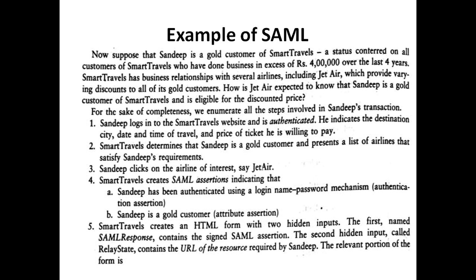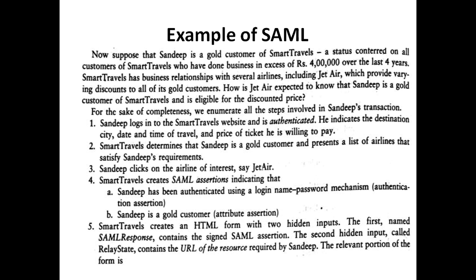For the sake of completeness, we enumerate all the steps involved in Sandeep's transaction like this. First, Sandeep logs in to the Smart Travels website and is authenticated. He indicates the destination city, date, time of travel, and the price of ticket he is willing to pay. Smart Travels determines that Sandeep is a gold customer and presents a list of airlines that satisfy Sandeep's requirements. Sandeep clicks on the airline of interest, say Jet Air. Smart Travels creates a SAML assertion indicating that Sandeep has been authenticated using a login name password mechanism. Sandeep is a gold customer.